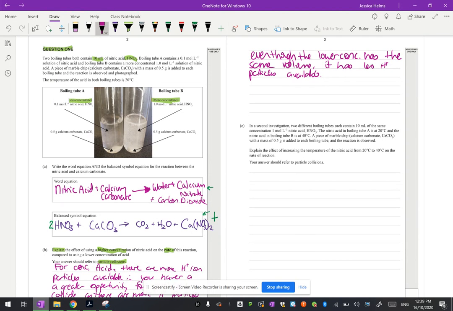Okay, so basically what that means is that because of this, you are able to react with the calcium carbonate. There's more available to react with the calcium carbonate, so the higher concentration can react with the calcium carbonate faster, as there are more particles to react.